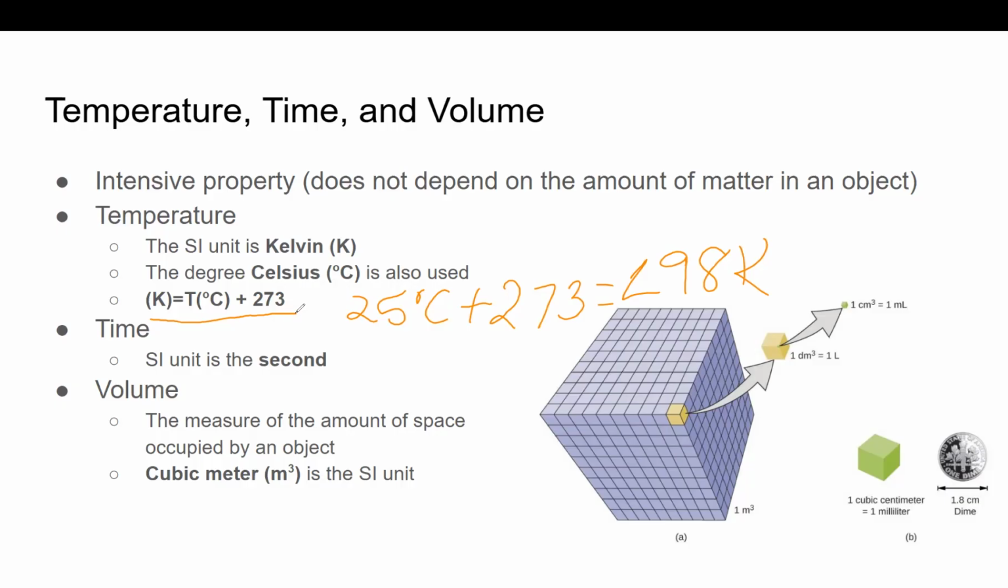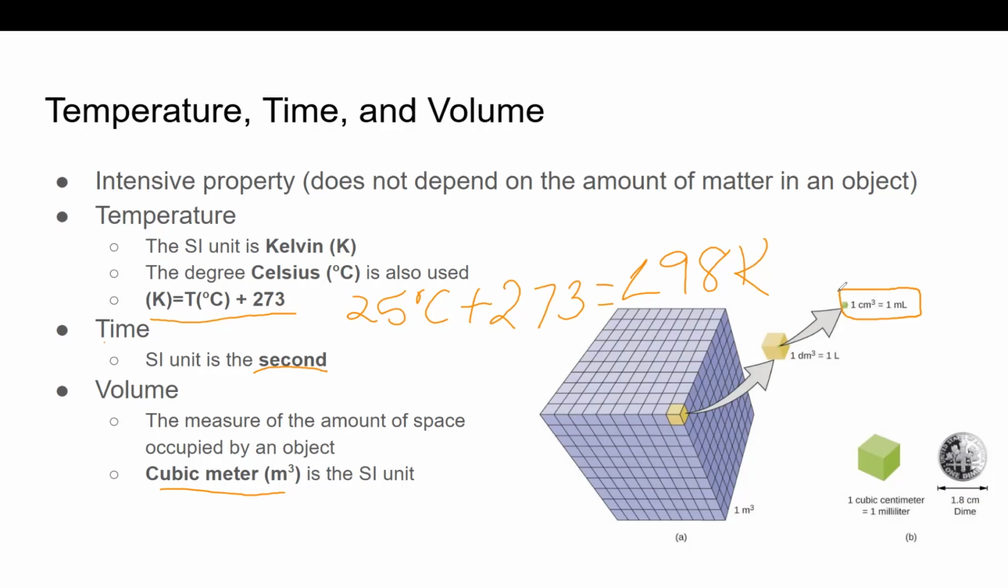If you have something at 0 degrees Celsius, which is freezing, you just add 273, and you know that freezing here on Earth at 0 degrees Celsius, that's the temperature that water freezes. You add 273, you get 273 Kelvin. So 273 Kelvin is the freezing point of water. Time, the SI unit is a second. And then volume, the cubic meter is the SI unit.